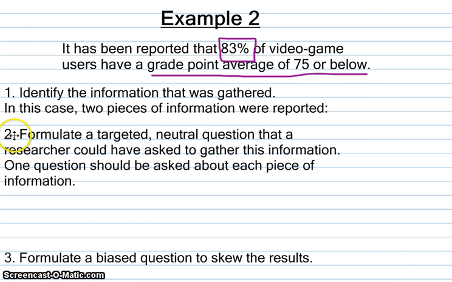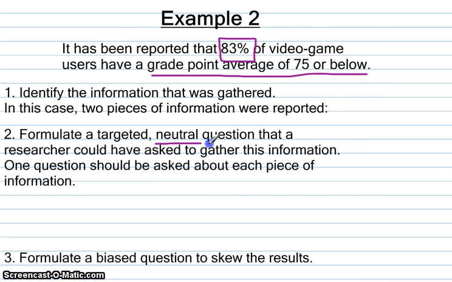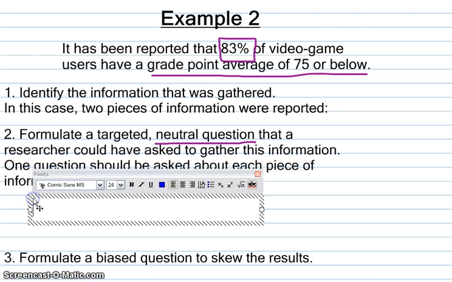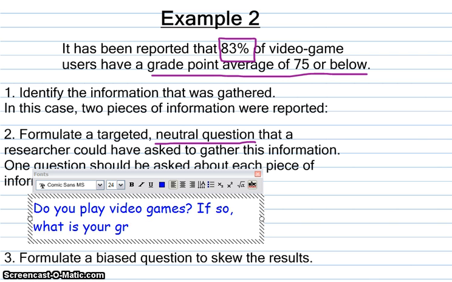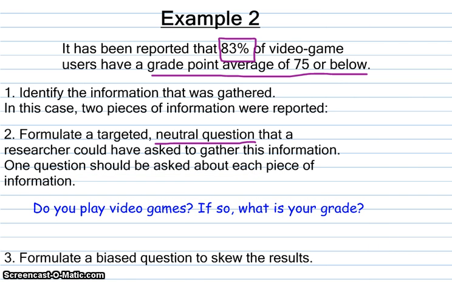Next step, they want us to formulate a targeted neutral question. So they want us to formulate a good, unbiased question about this. A good question, for example, could be kind of a two-parter. First off, do you play video games? And then if so, what is your grade? Because that way they can get the data they need to determine the average that they're looking for.